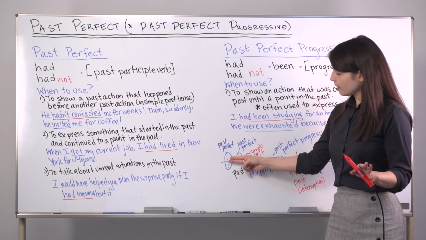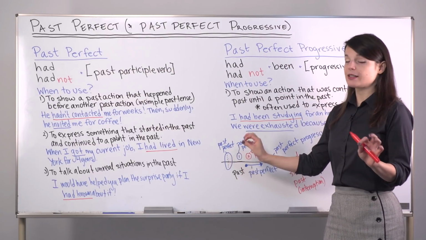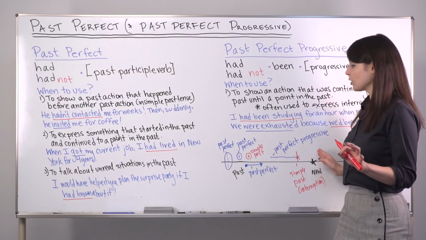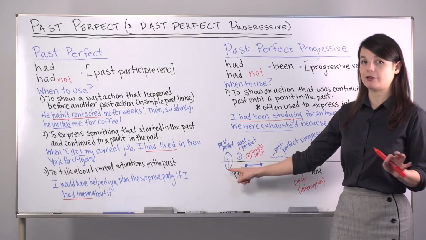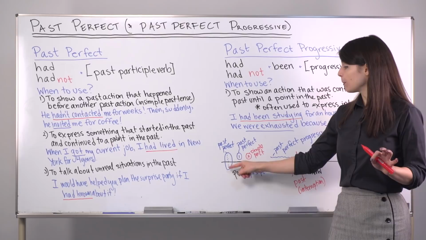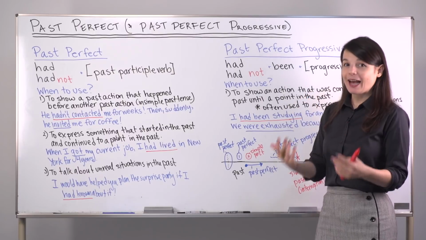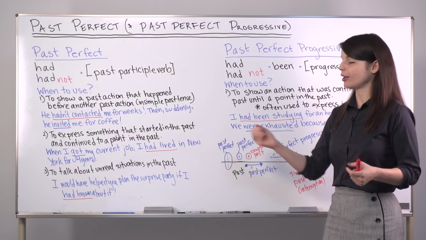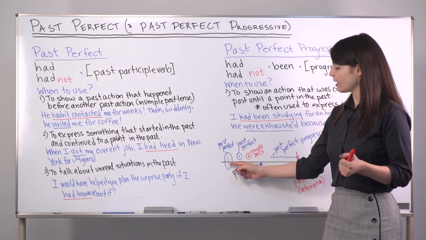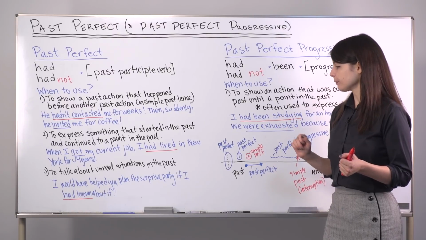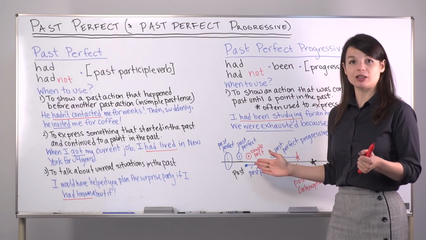So there's something back here in the past that did not happen, but that we want to reference now. We want to talk about it now. So if in the past I had known, so I did not know, but if I had known, I would have helped you plan. So this is an unreal situation. We can use past perfect for all of these.